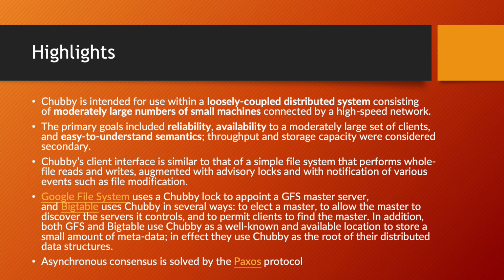Google File System uses a Chubby lock to appoint a GFS master server, and Bigtable uses Chubby in several ways: to elect a master, to allow the master to discover the servers it controls, and to permit clients to find a master. In addition, both GFS and Bigtable use Chubby as a well-known and available location to store a small amount of metadata. In effect, they use Chubby as the root of their distributed data structures. Asynchronous consensus is solved by the Paxos protocol.